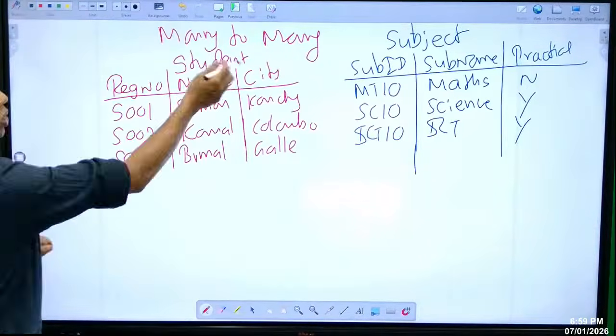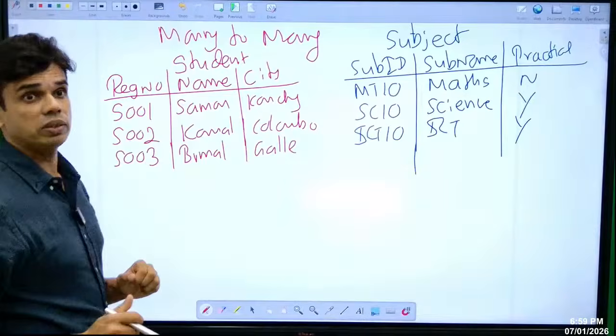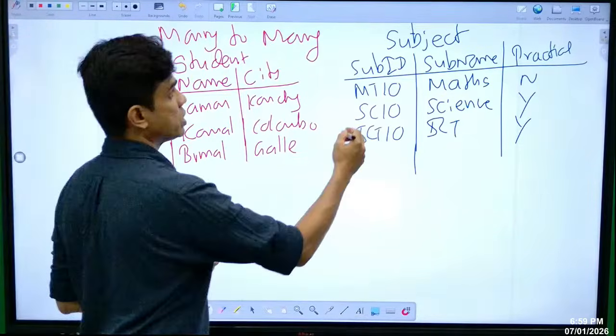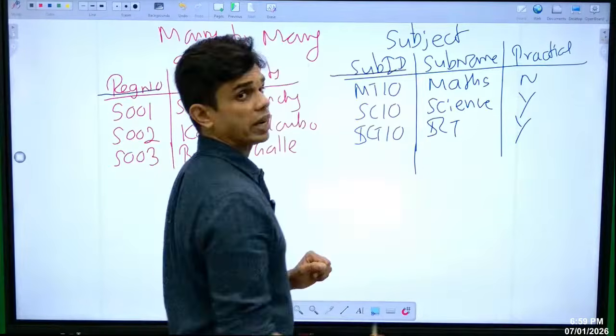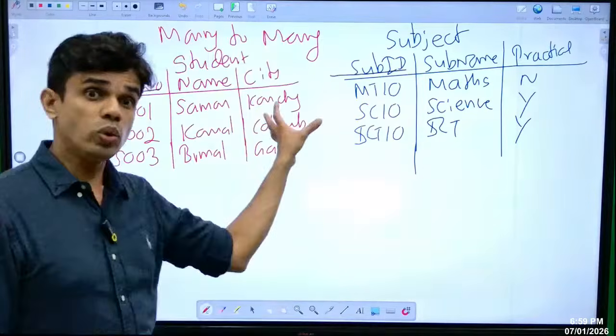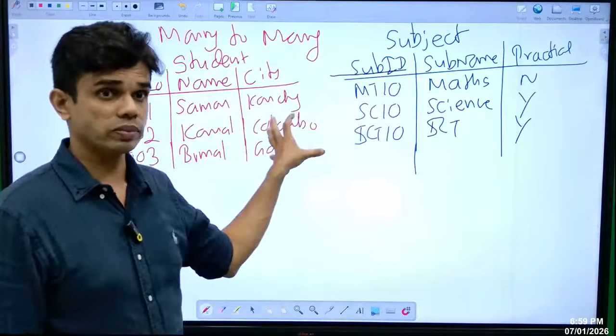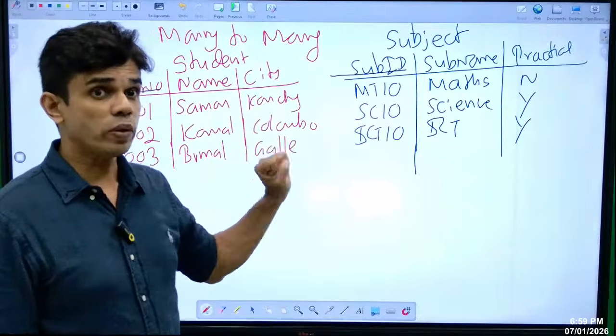Then the next. What is the primary key of the student table? You know, the student table primary key is reg number. What is the primary key of the subject table? Sub ID. Then I want to arrange the relationship. Good. When I am arranging the relationship, what is going to be the foreign key now?